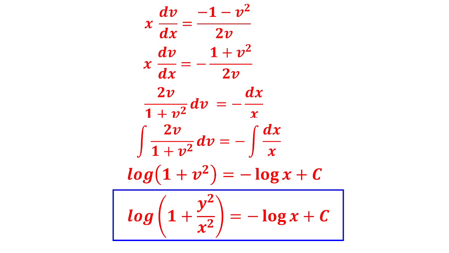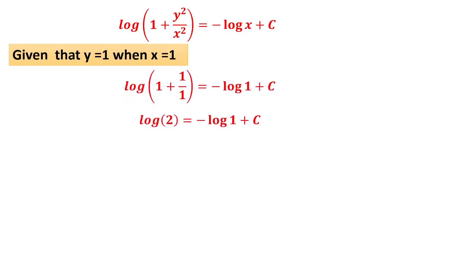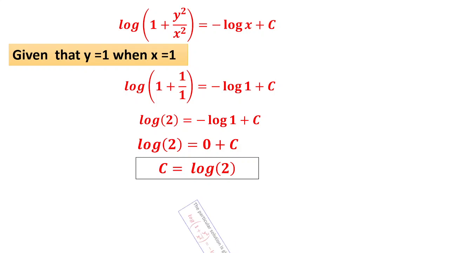But in this problem, they want a particular solution. What they want is the particular solution when given that y is equal to 1 when x is equal to 1. Very simple. In the whole equation, wherever y comes, replace it by 1. Wherever x comes, replace it by 1. Therefore you will get log of 2 is equal to minus log 1 plus c. Log 1 is 0. Therefore c is equal to log 2. Therefore put that c is equal to log 2 there.